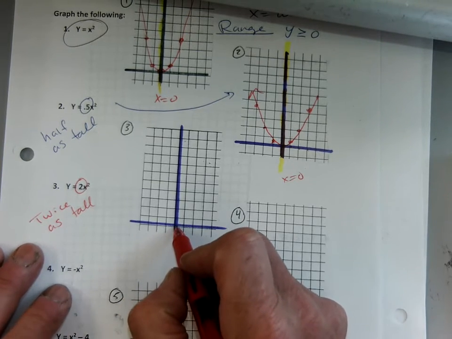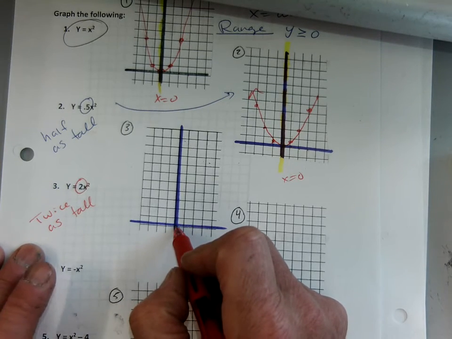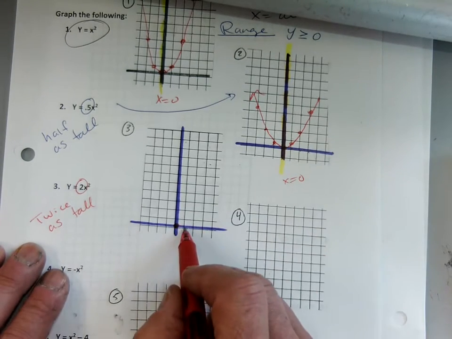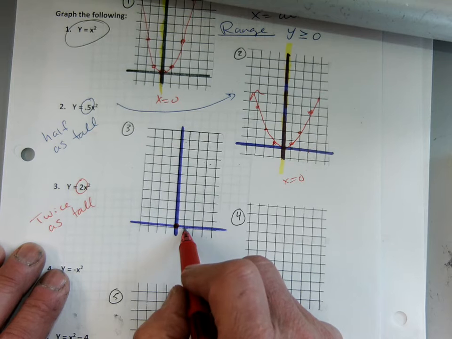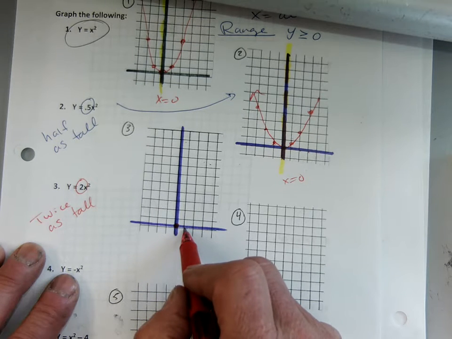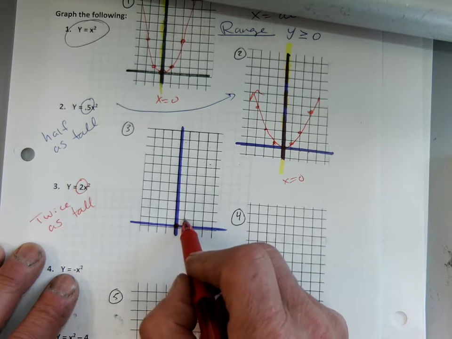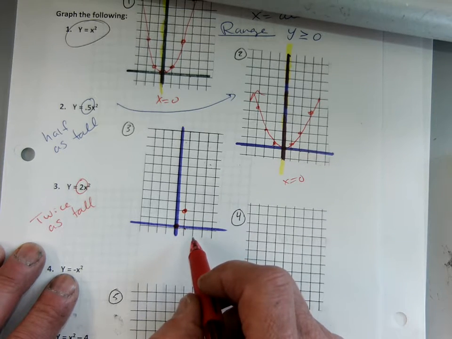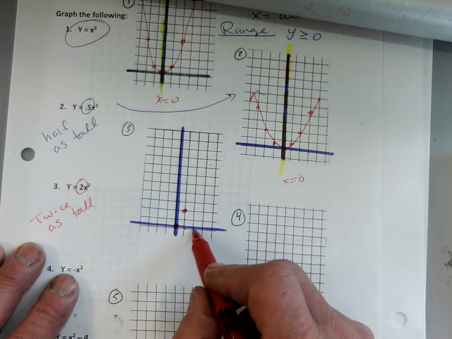Twice 0 is still 0, right? You got 0, double 0, you're still at 0. But if I go over 1, 1 squared is 1, but I'm going to go twice as high, so I'm going to go to 2. If I go over 2, 2 squared is 4.